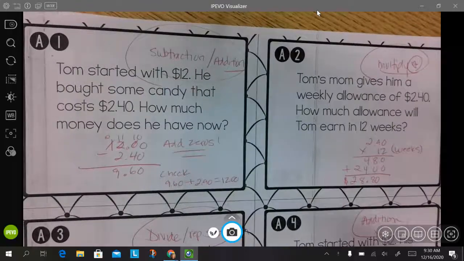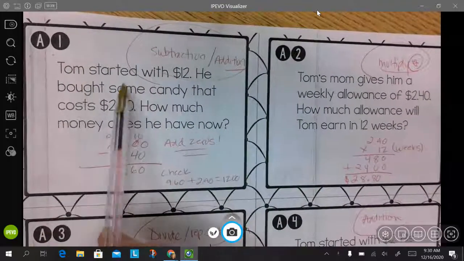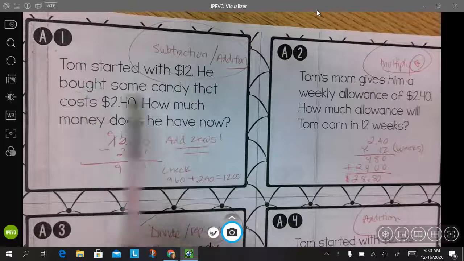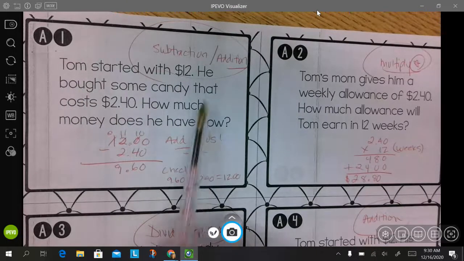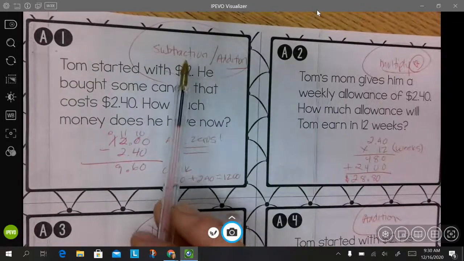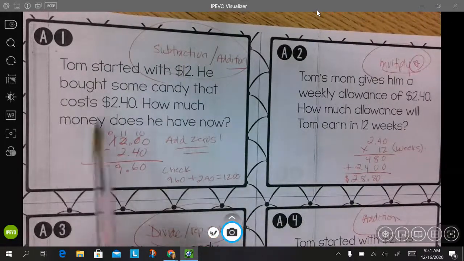Here we go. A1. All right, so it says Tom started with $12. He bought some candy that cost $2.40. How much does he have now? Okay, you either can use subtraction or addition, okay, and you should have gotten $9.60.